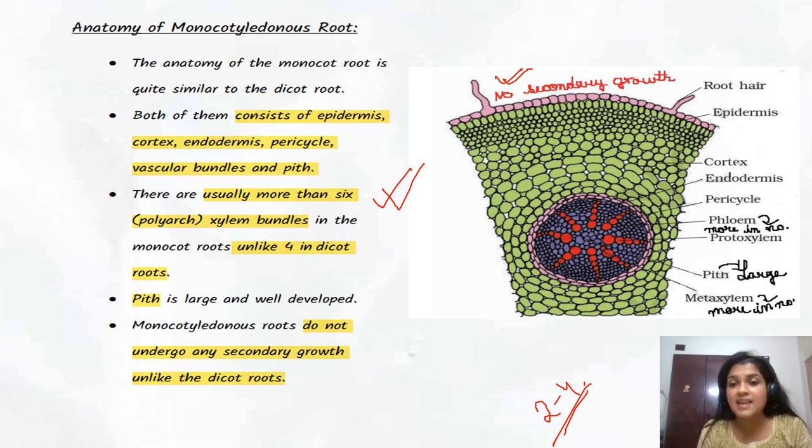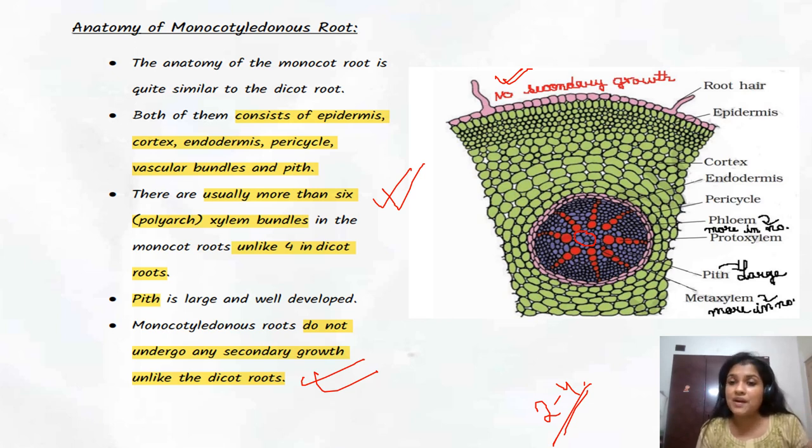Pith is large. Here this pith is large. In case of dicots, pith was small. And monocots do not undergo any secondary growth unlike the dicot roots. So these are the few differences. Otherwise, epidermis, cortex, endodermis, everything is same as that of the dicot.